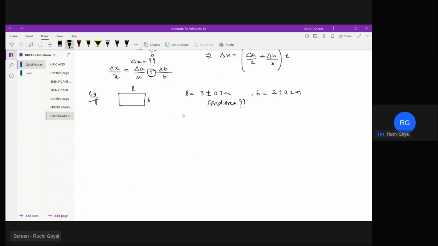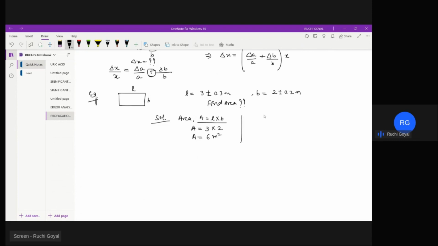Okay. So we know for the area of the rectangle, that area A is L into B. We know this formula, right? So how will we find the A? A is L into B. L is 3 and B is 2. Area will be 3 into 2, is 6 meter square.